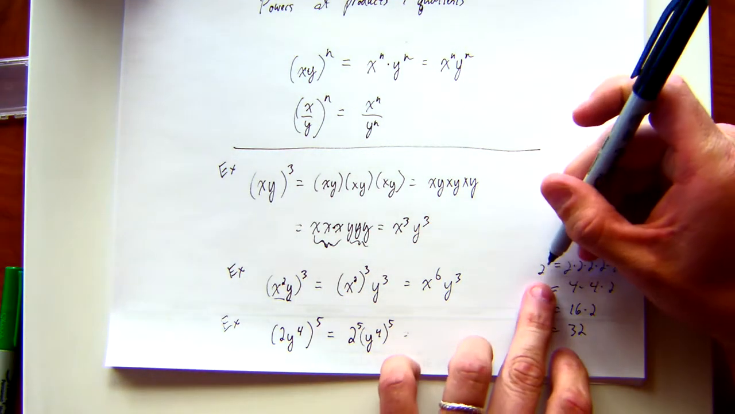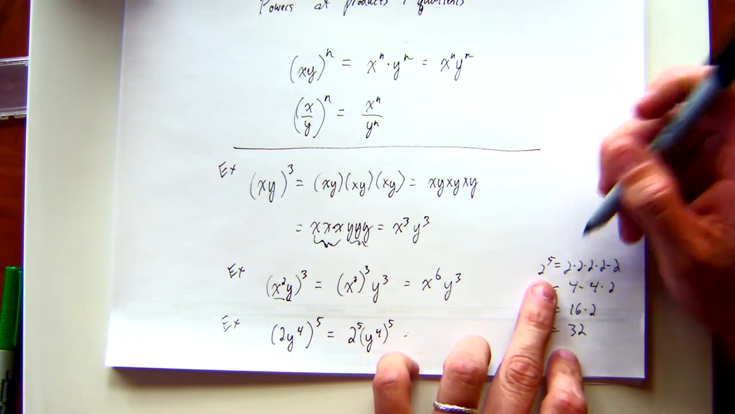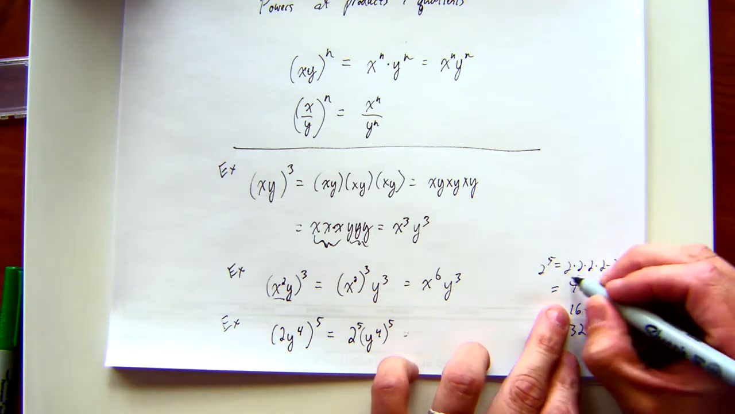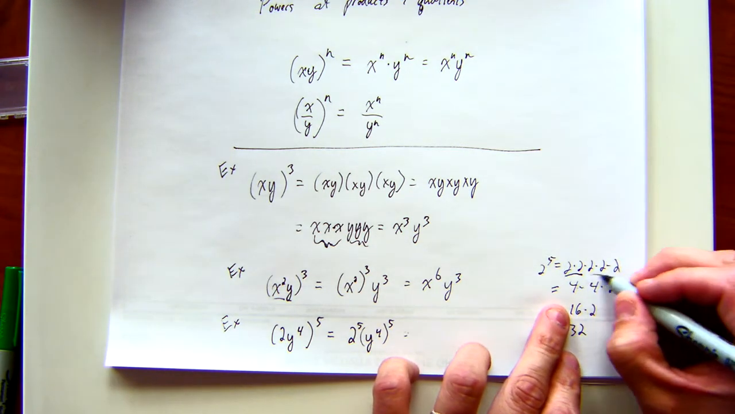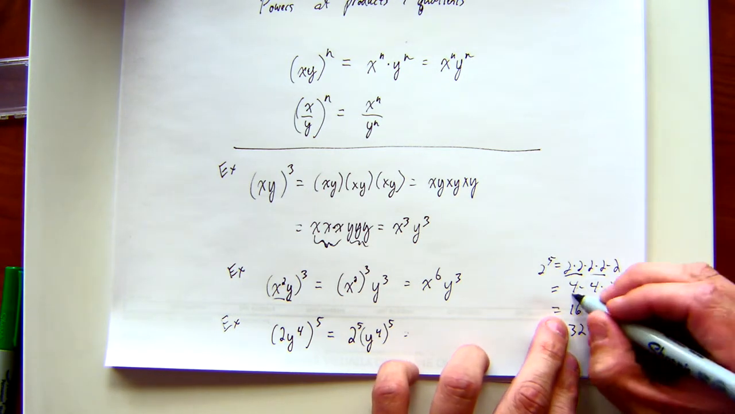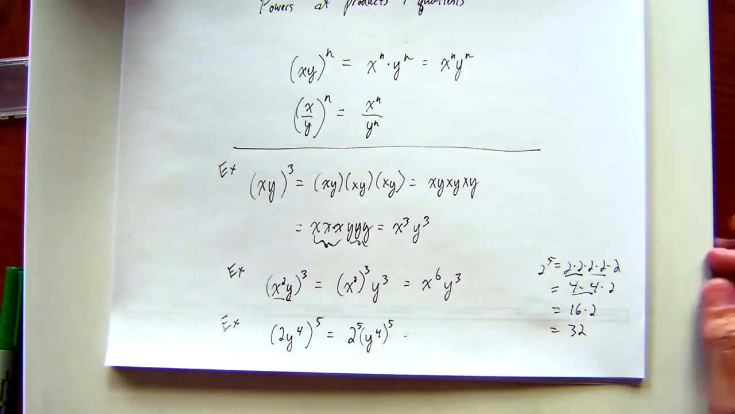All I did was I wrote 2 to the 5th, and I used the definition of the exponent, the very first thing I did today. And I wrote it out, 2 times 2, 5 times. And then I simplified, this 2 times 2 was 4, this 2 times 2 was 4, and then I brought this 2 down. Well, 4 times 4 is 16, still bringing this 2 down. 16 times 2 is 32.